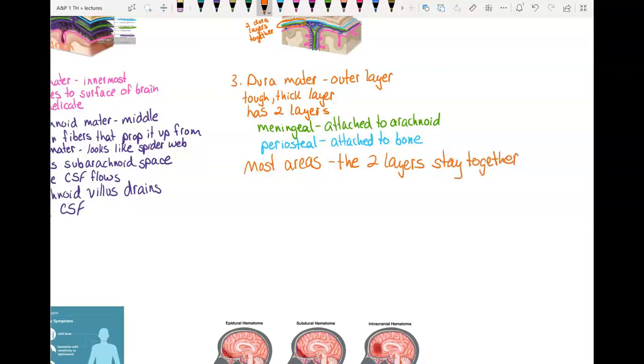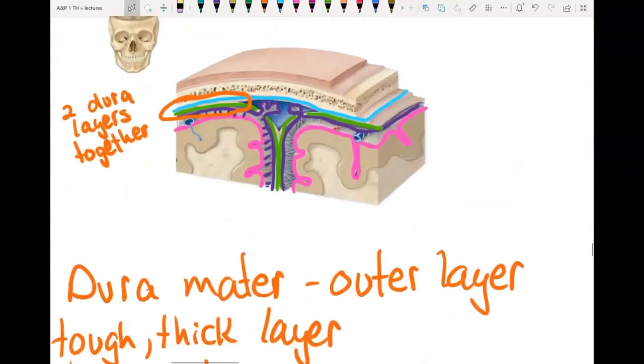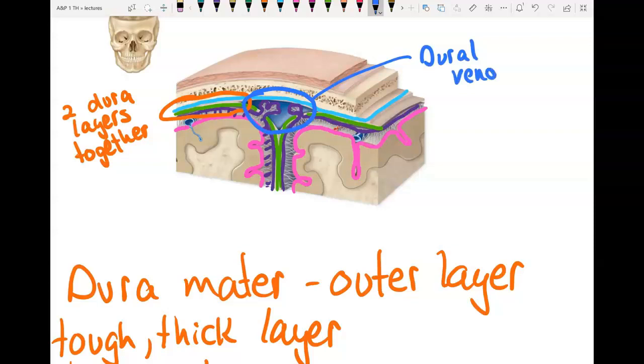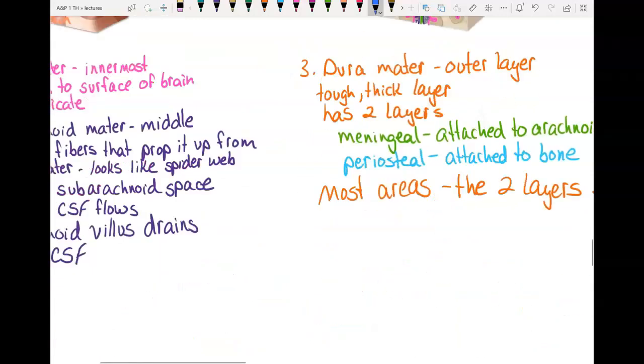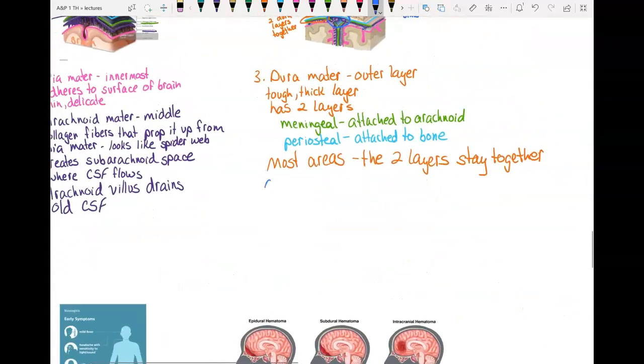But then you do have some areas where they separate. So this area here, and you can see it's kind of triangle shaped. That is where they separate, and that is called a dural venous sinus. So at certain areas of the brain, the two layers separate. And they form this triangle gap.